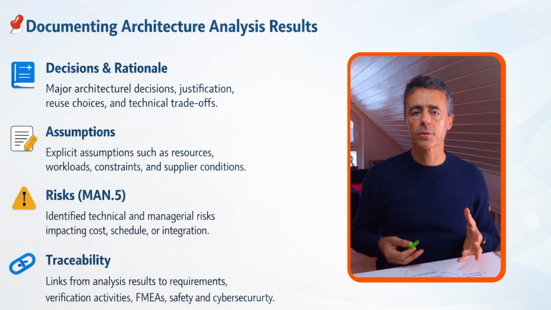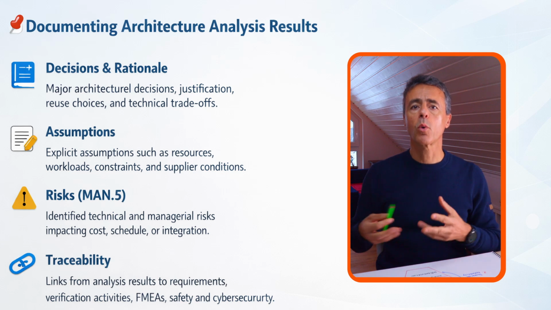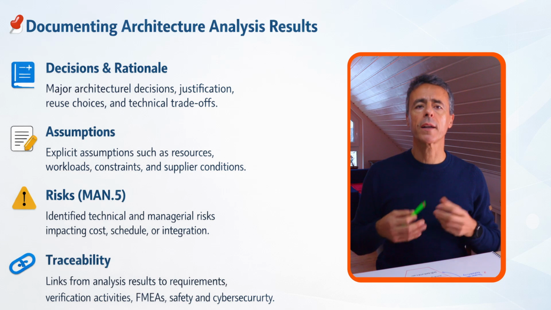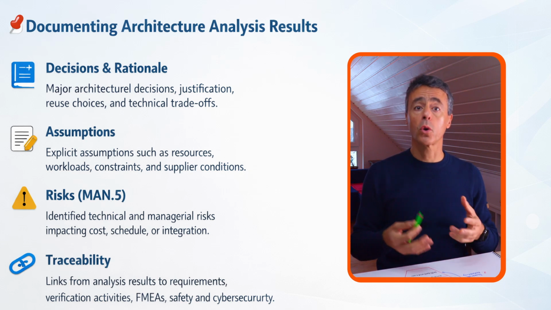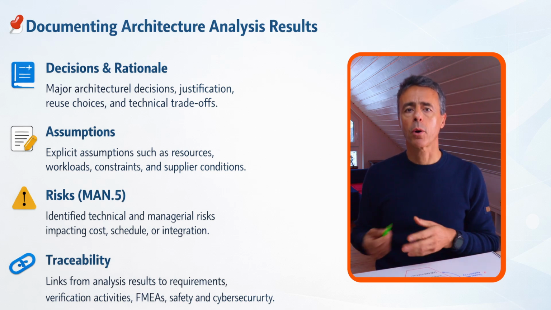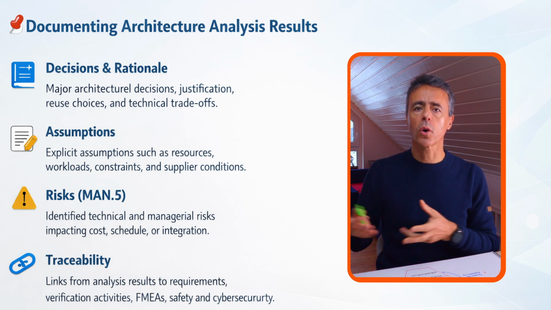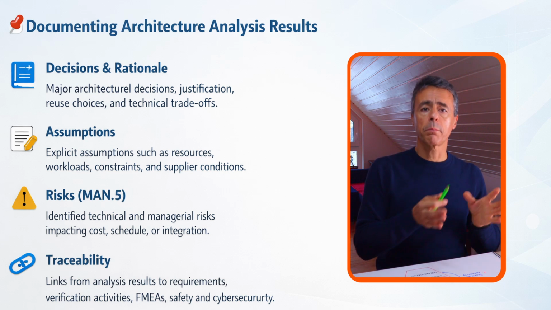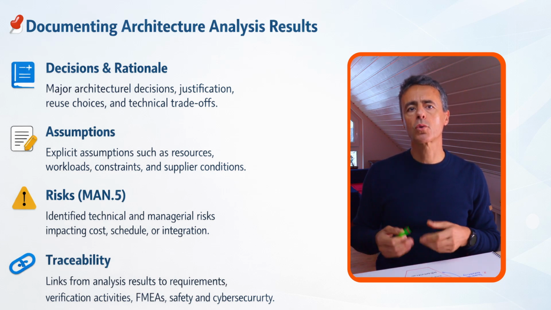Next, include assumptions. These are conditions you rely on, such as available resources, expected workloads, or supplier availability. Being explicit helps everyone understand the context. Assumptions are documented to be discussed, confirmed or contradicted, not just to remain on paper. They must be tracked and acted upon. Then document potential risks. Could a decision impact schedule or costs? Could it create integration challenges? Identified risks, both managerial and technical, should be added to the risk list and managed according to the main risk process.